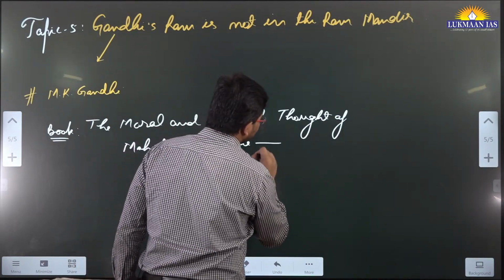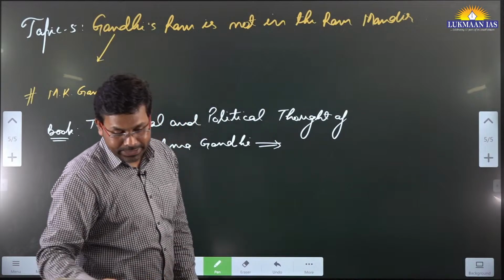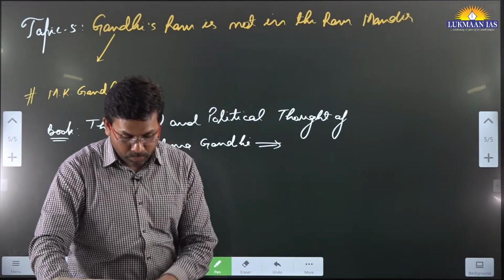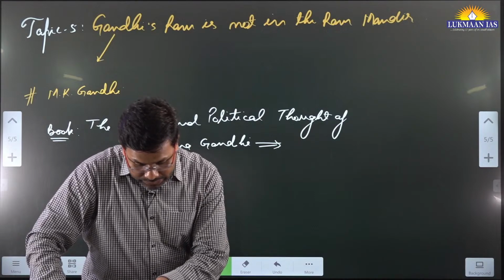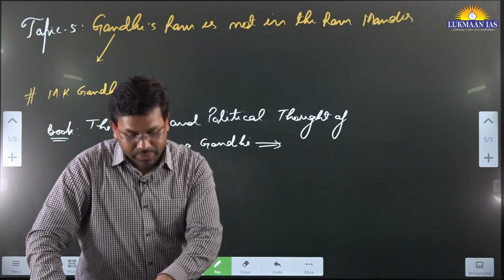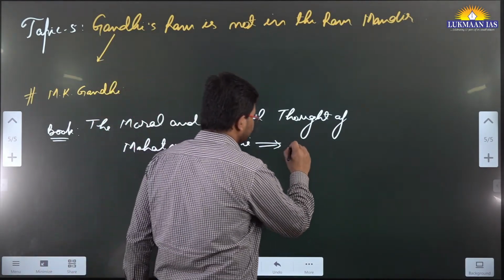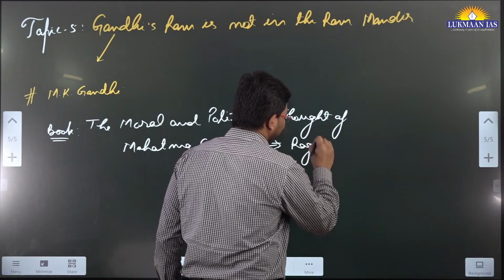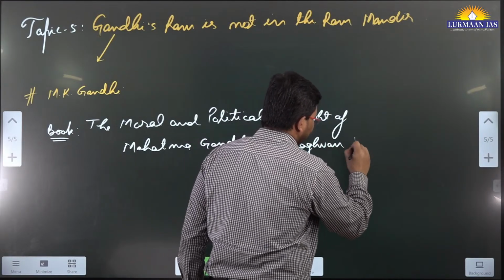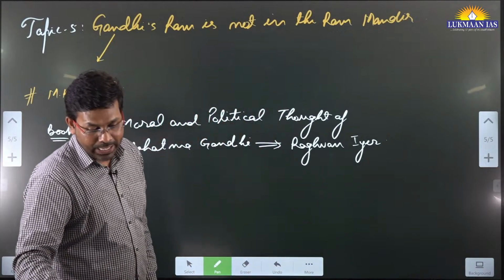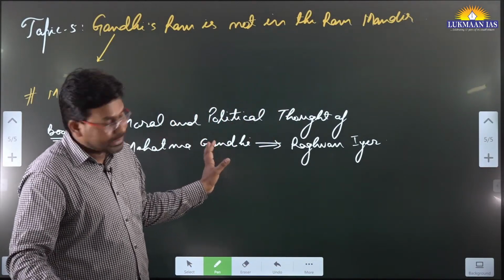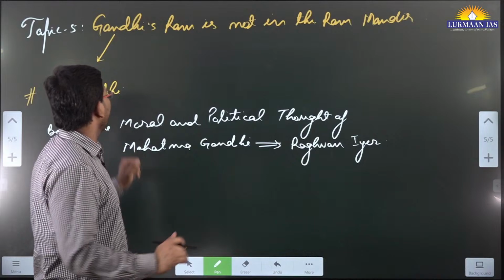Who has written this book? I am writing the name of the author to make it clear that this book has not been written by Gandhi himself. So this book has been written by Raghavan Iyer. Right, Raghavan Iyer.